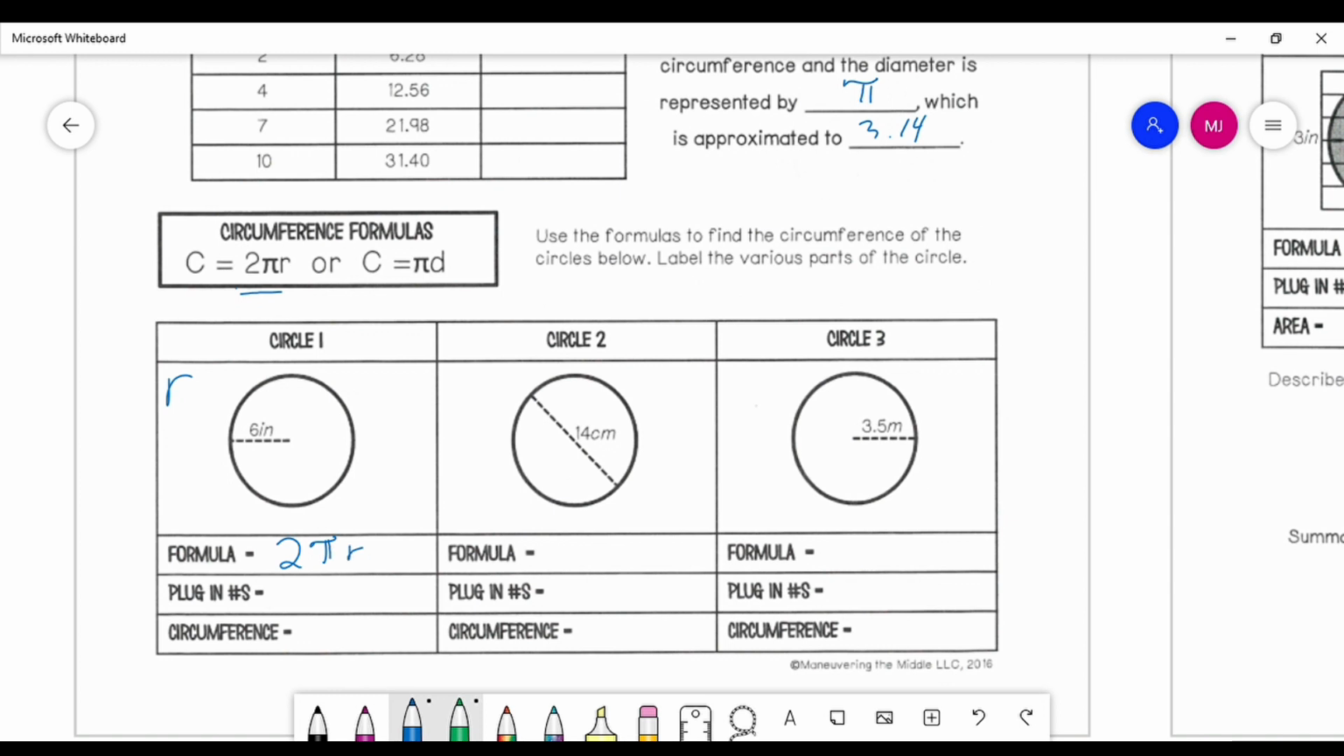Alright, now we're going to plug in the numbers. So the number we have to plug in is 6. r is 6. And so 2 times pi times 6. Now instead of pushing our pi button on our calculator, we are actually going to put 3.14. So just remember. Stand up when you've got it. So 2 times 3.14 times 6.